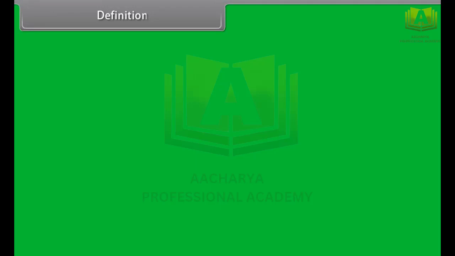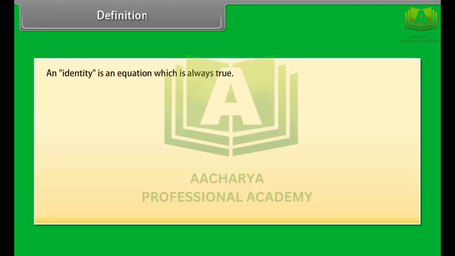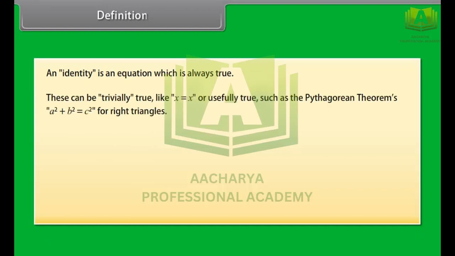Definition. An identity is an equation which is always true. These can be trivially true like x is equal to x, or usefully true such as the Pythagorean theorem a square plus b square is equal to c square for right triangles.